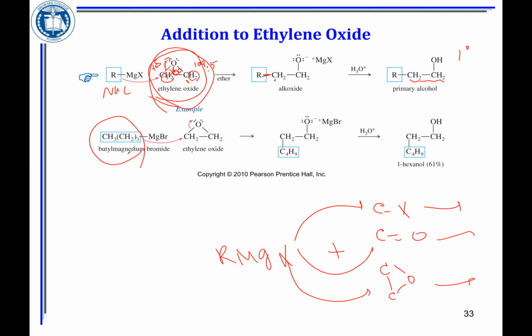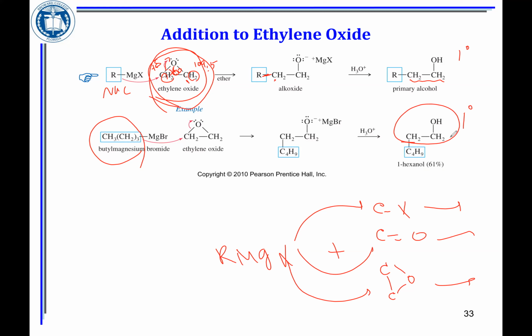6 carbon. So the product is primary alcohol. So to indicate, Grignard plus ethylene oxide is going to give you primary alcohol, okay? Then there is going to be addition of 2 carbon.